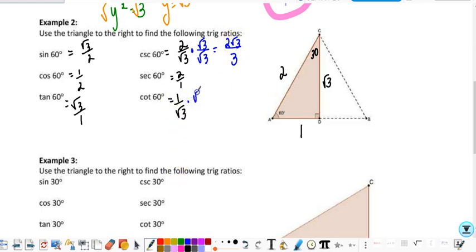I'm going to do the same thing for cotangent. And we get 1 root 3 over 3.